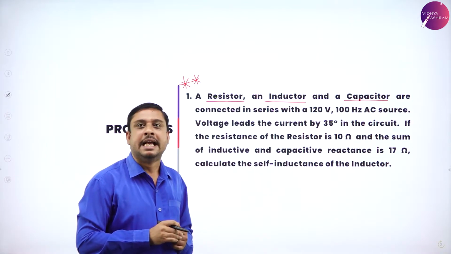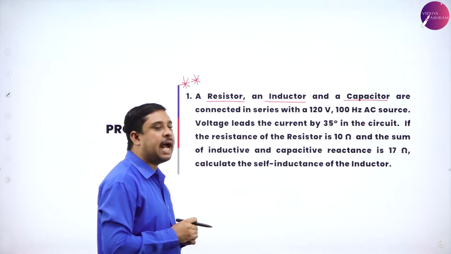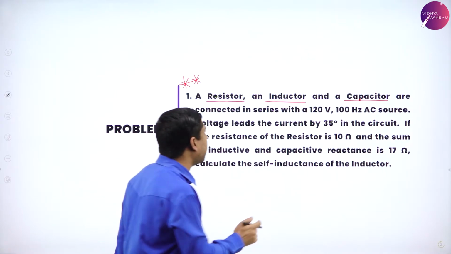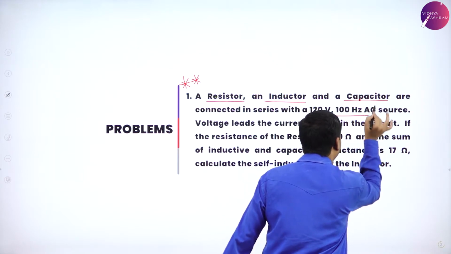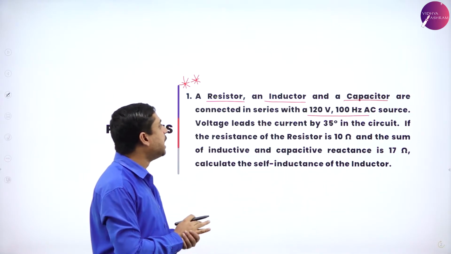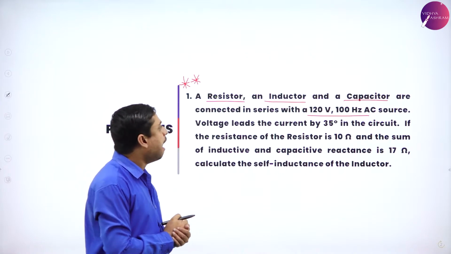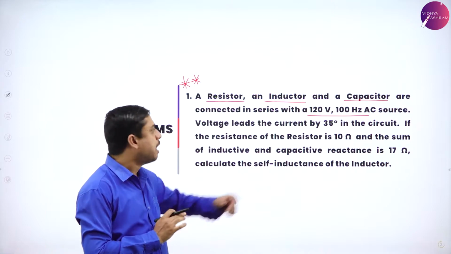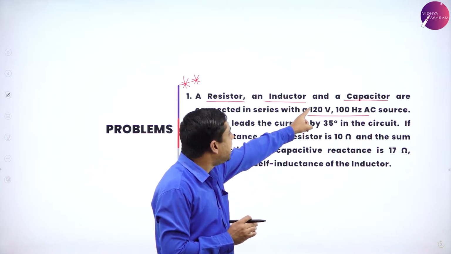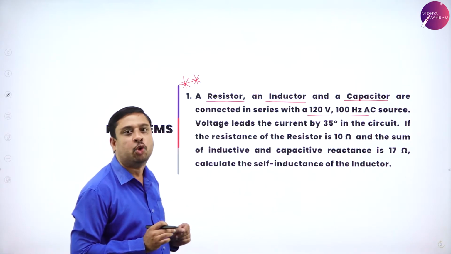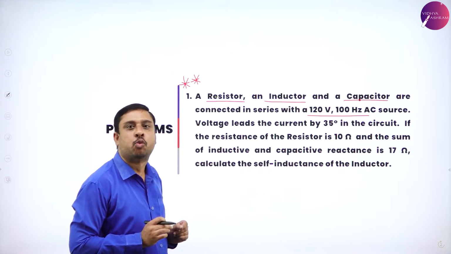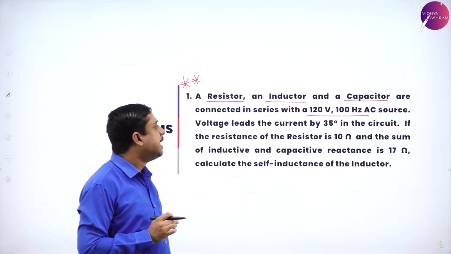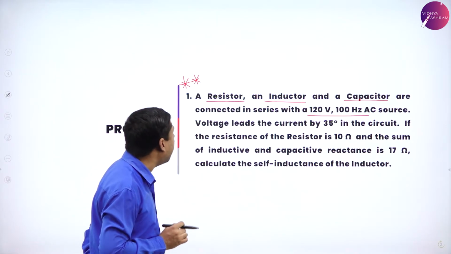Resistor, inductor and a capacitor are connected with a 120 volts 100 Hertz AC source. So the VRMS value now is 120 volt. Frequency is 100 Hertz.